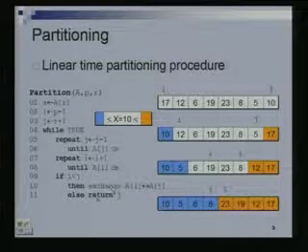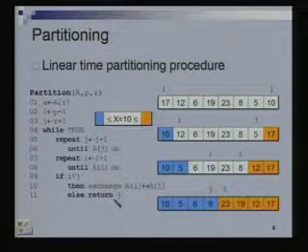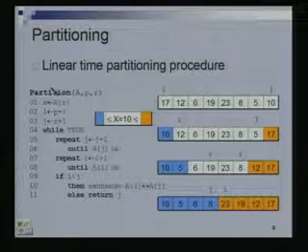So when this condition is met, that i is more than j, then you will return j and go out of this entire partition procedure itself, right? Which means you also go out of the while loop.